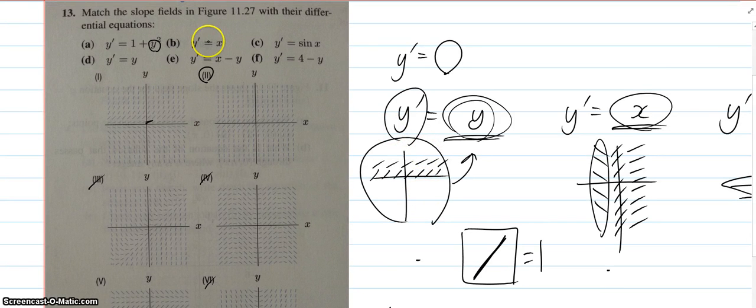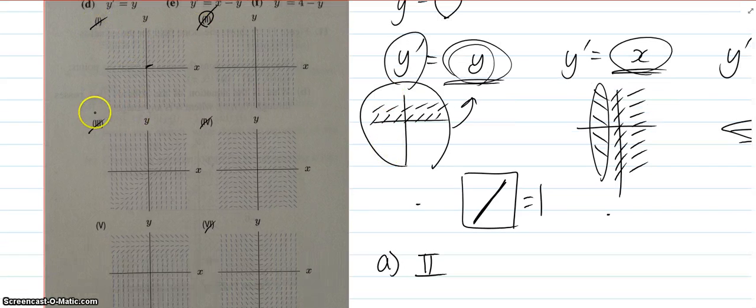So now it only involves x, which means vertically it won't change. So 2 is out. Vertically it changes, so 1 is out, and 3 is out because it vertically changes too. So the only choices will be 4 and 6. But the equation was y prime equals x. So when x equals 0, it will be 0. So 4 and 6 are most likely 0.